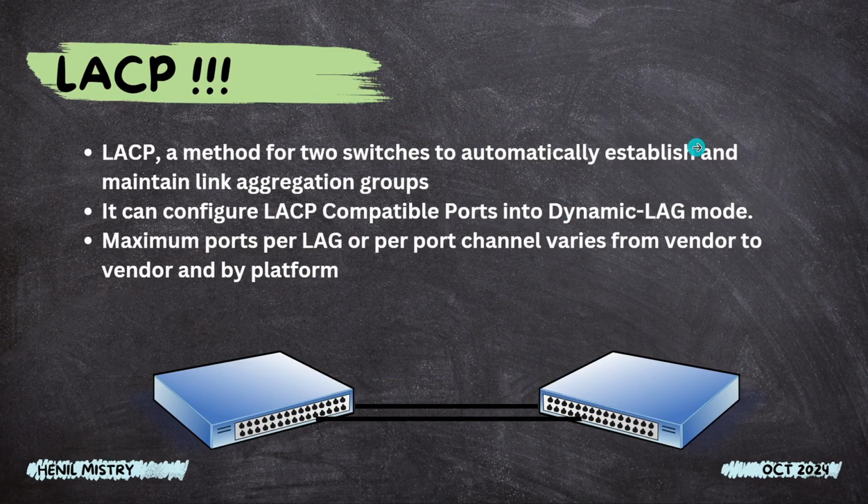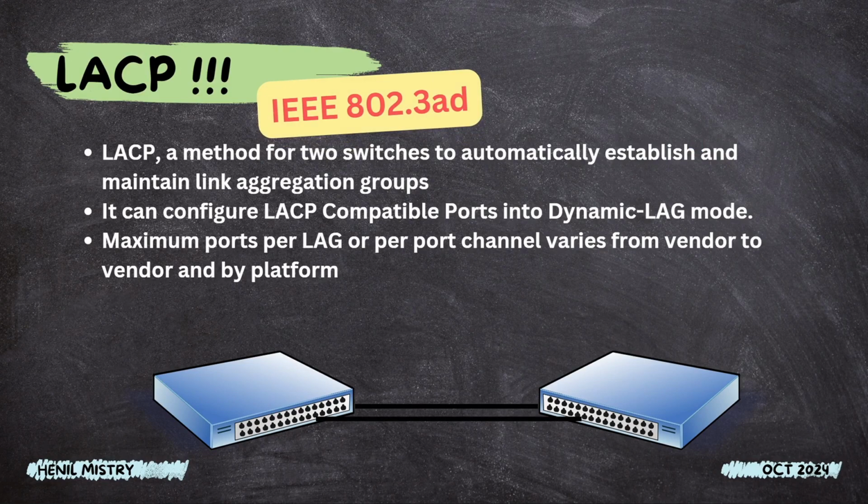Now let's talk about LACP. LACP is a protocol standardized by IEEE 802.3ad. It is a method for two switches to automatically establish and maintain link aggregation groups. A link aggregation, that is LAG, we can also call a port channel. It can configure LACP-compatible ports into dynamic LAG modes. We'll talk about LAG modes in the next slide, but just for now try to digest this line.